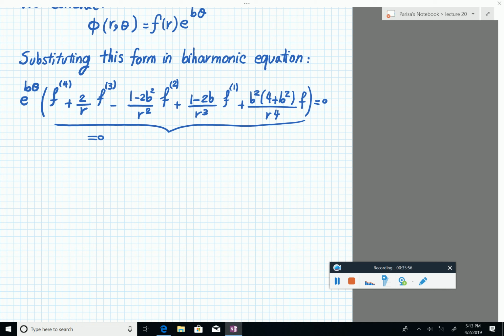Is there any kind of order, some sort of beauty in this equation? What do you see here? Exactly, the derivatives and the powers of r in the denominator. So whenever you see something like that, that should signal a change of variables.